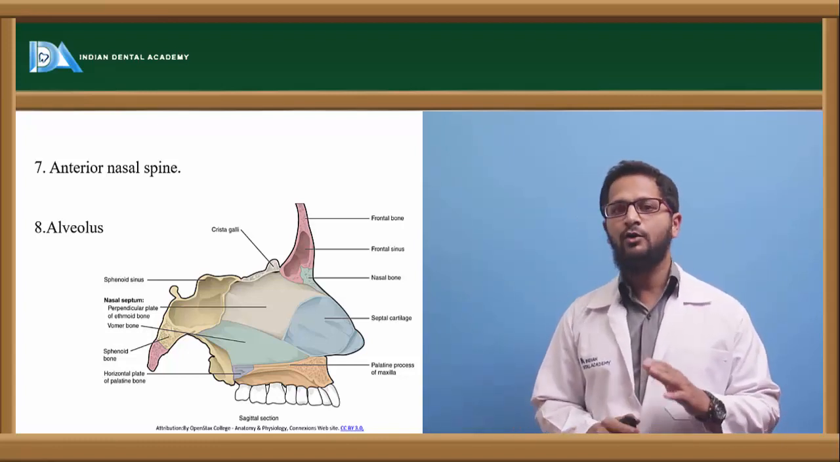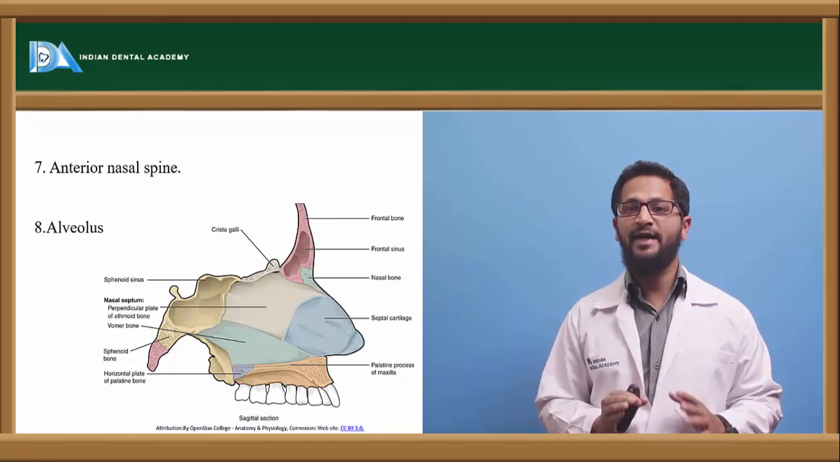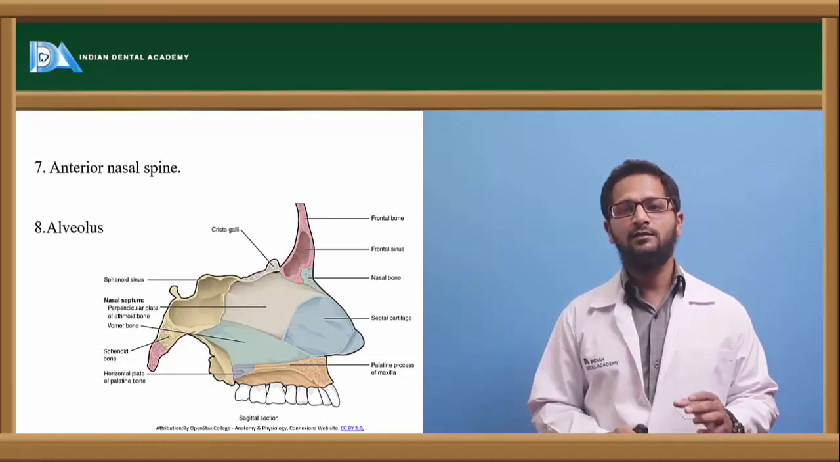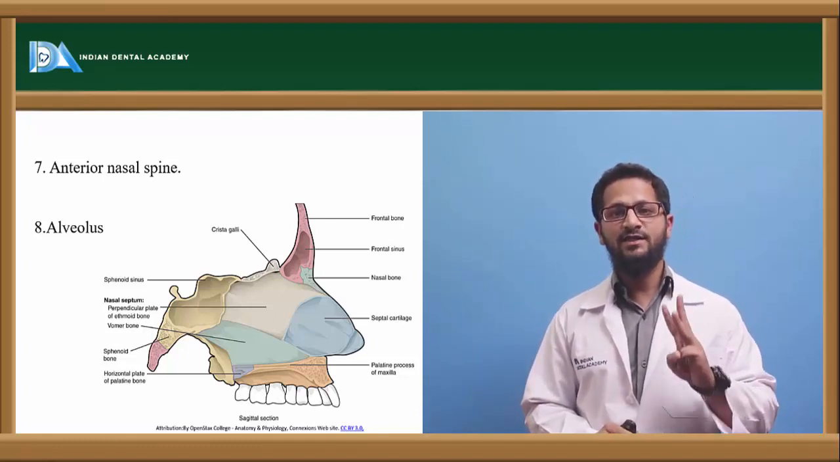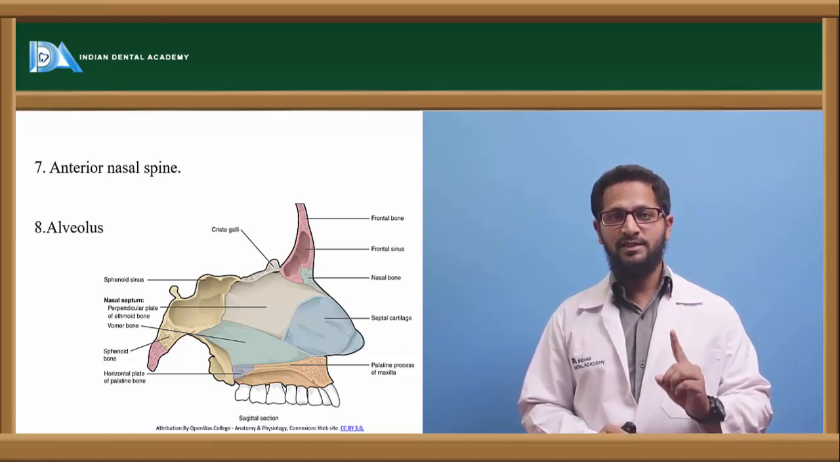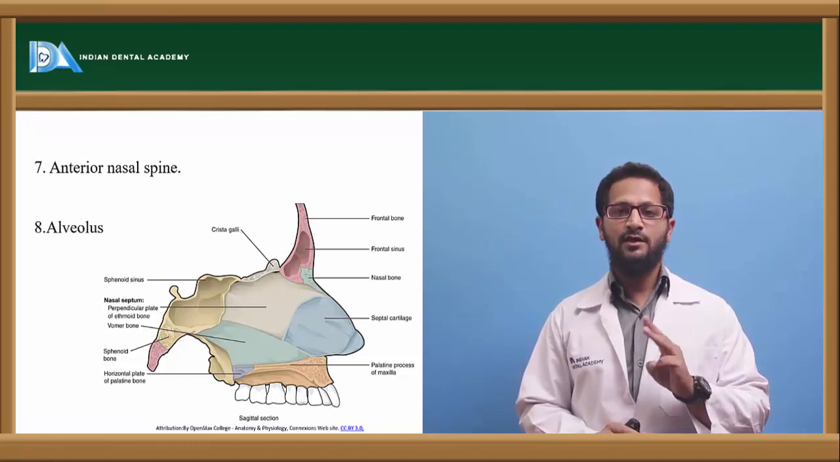So this was all about postnatal growth and development of the maxilla. If you remember, maxilla postnatally grows and develops by three main mechanisms. First is displacement, second is growth at sutures, and third is nothing but surface remodeling.